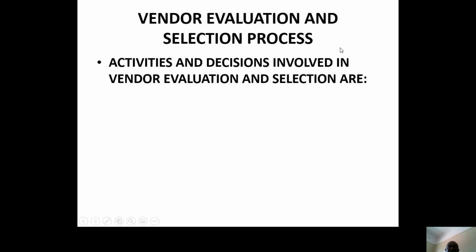Right? Vendor evaluation and selection process. You have registered these guys, but you want to evaluate because you've got a number of them providing the same product. Activities and decisions involved in the vendor evaluation and selection are the following.